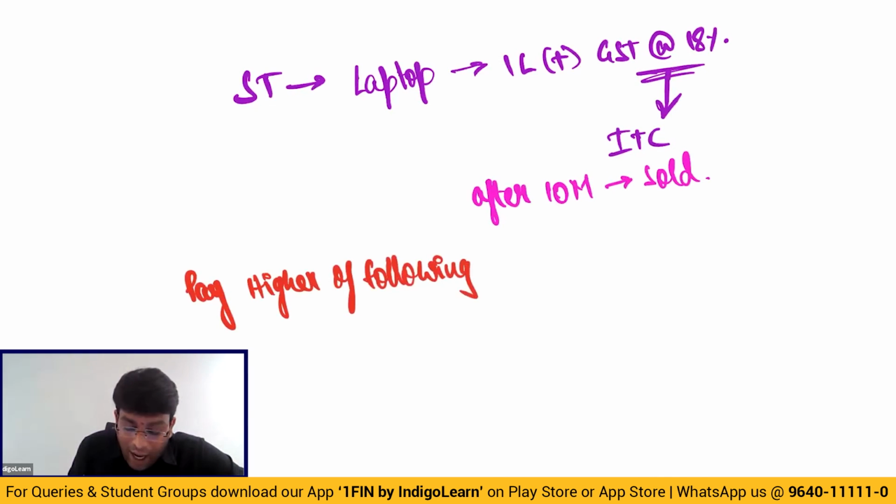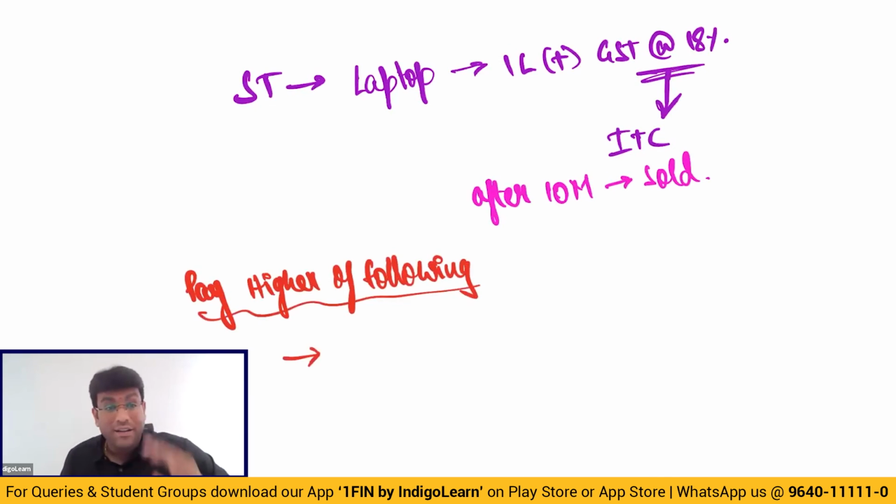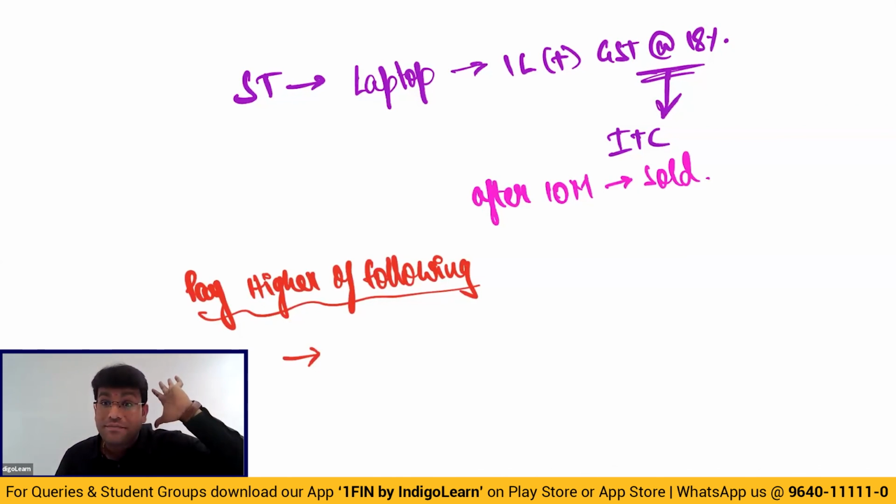Please pay the higher of the following. They never said lower. Their ego is hurt because, first of all, they gave input tax credit since you used it for business. After 10 months, what have you done? You sold it. The law is telling you what you have to pay now. Please pay the higher of the following two.